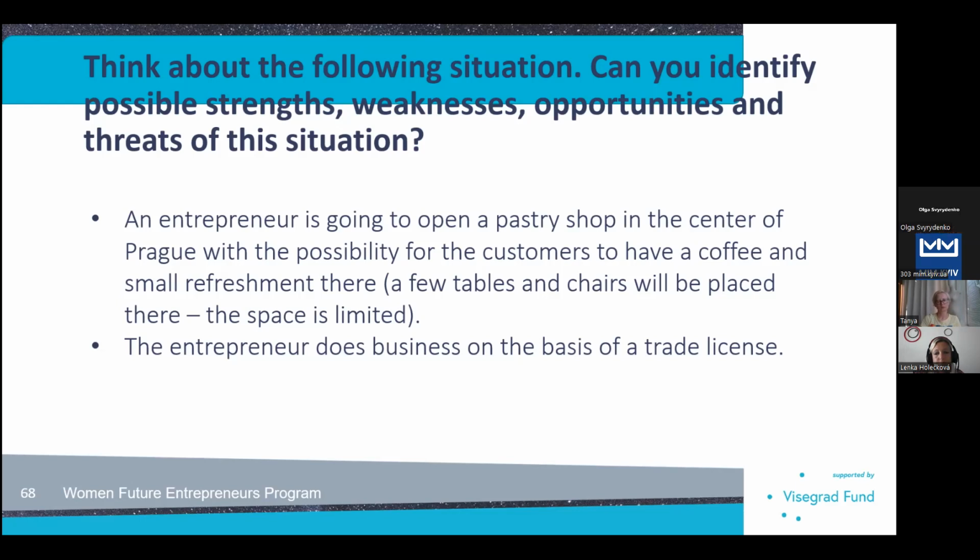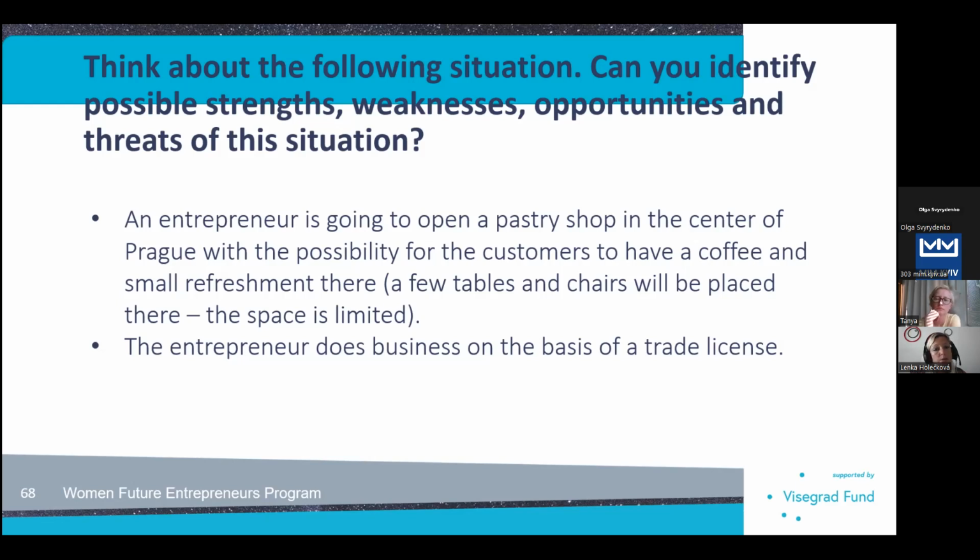I think one strength is location, because the city center is a really good location for such a shop, because I think there could be a lot of people there. It could be a business center near, and that's why I think there are a lot of potential customers who might be interested in this pastry shop. Definitely. So it could be our strength.